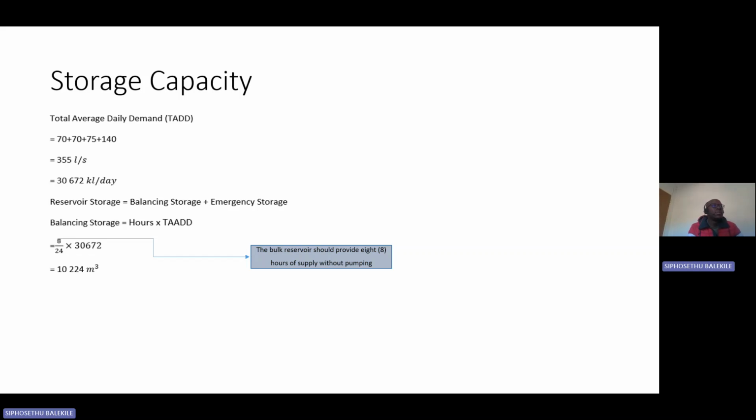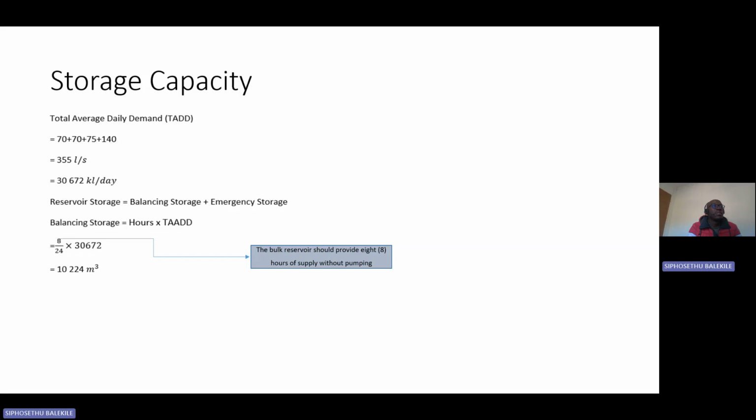So the storage capacity was calculated to be 355 liters per second. So that's the summation of all the demands that were given for each township. So all four townships added together, the total demand is 355 liters per second. And then the reservoir storage is the balancing storage plus the emergency storage.